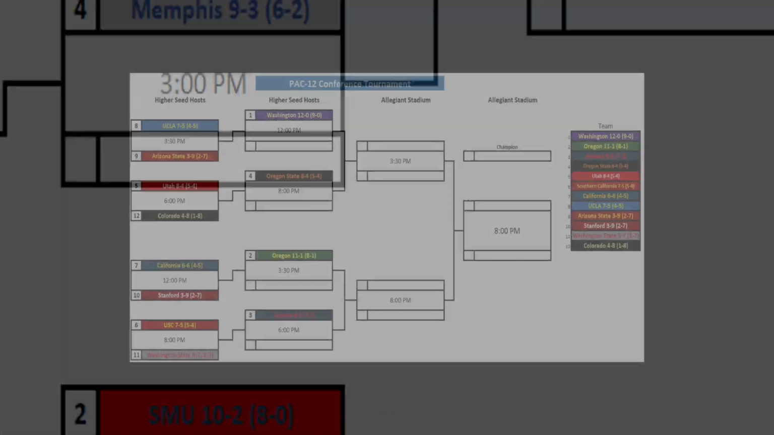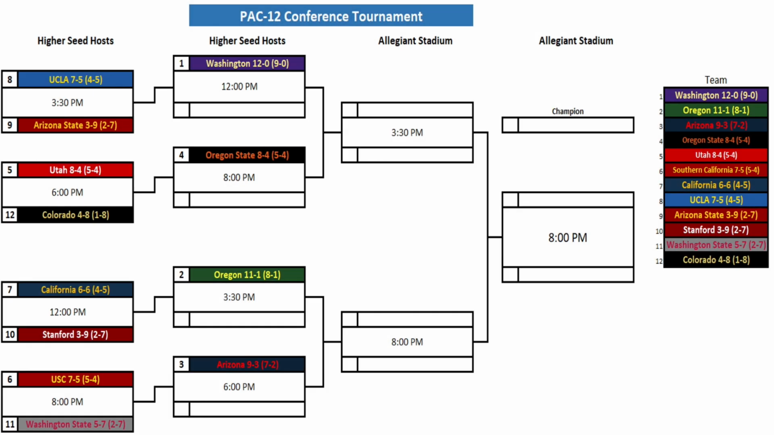So we're going to move on to the Power 5, starting with the Pac-12. Washington would be the 1 seed, Oregon the 2, Arizona would be the 3, and Oregon State tied with Utah and USC. They would be the 4 seed.